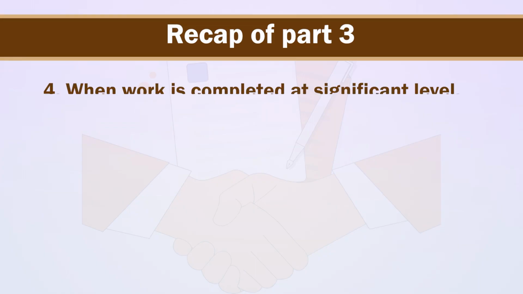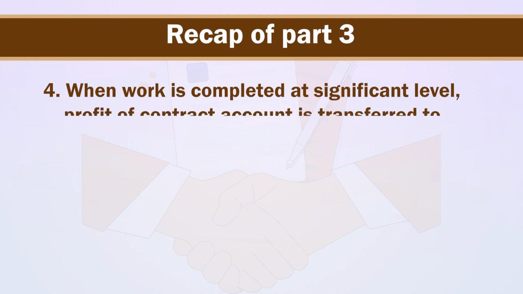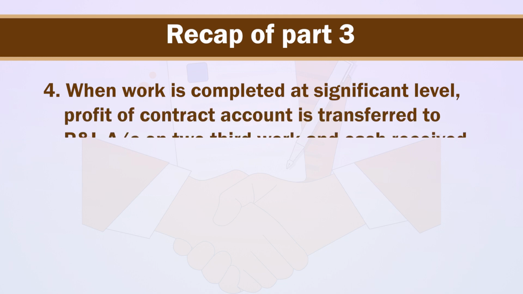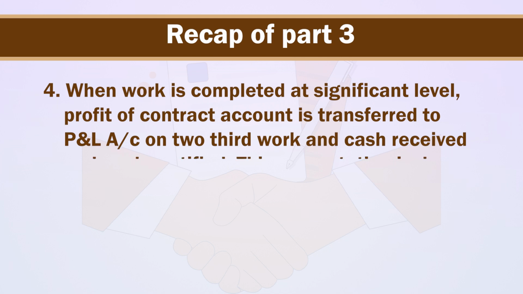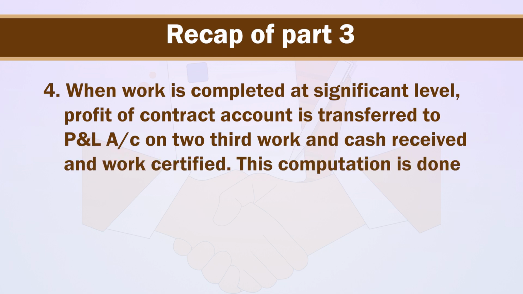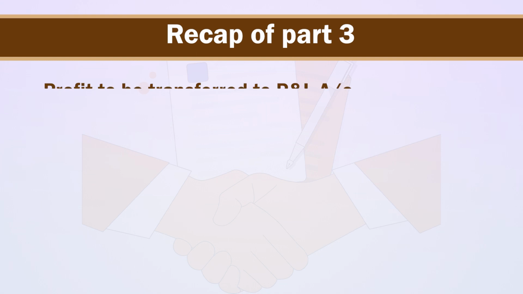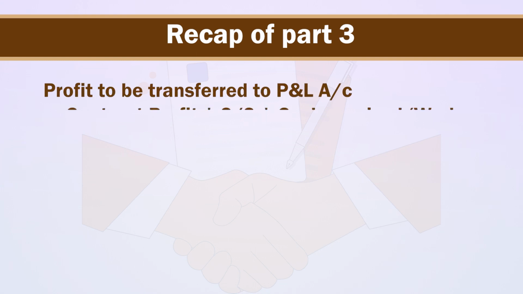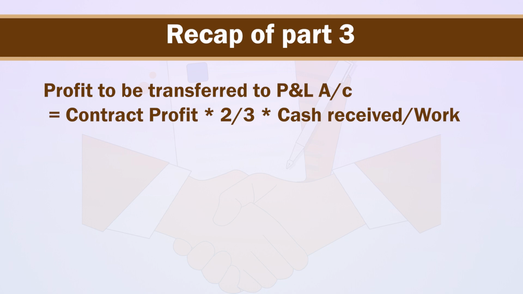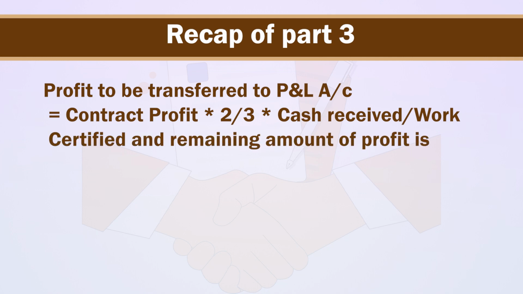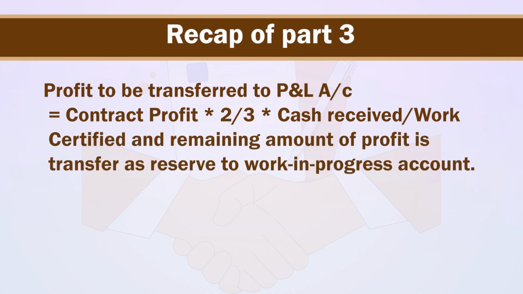Number 4, when work is completed at a significant level, the profit of contract account is transferred to profit and loss account on 2/3 work and cash received and work certified. This computation is done with the formula: profit to be transferred to profit and loss account is equal to contract price into 2/3 into cash received divided by work certified, and the remaining amount of profit is transferred as reserve to work in progress account.